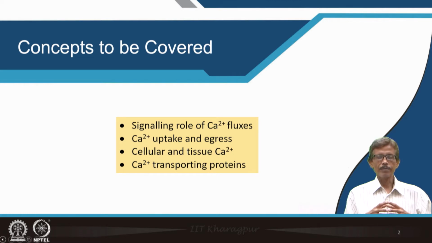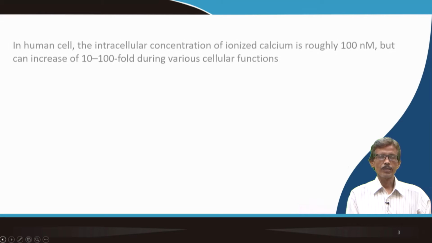So, how calcium interaction, the coordination or binding, can give what can be considered as calcium 2 plus fluxes, and whether that can influence your signaling. Then we will talk about calcium 2 plus uptake and egress, the cellular and tissue presence of calcium, and the calcium transporting proteins and also the sensing there.